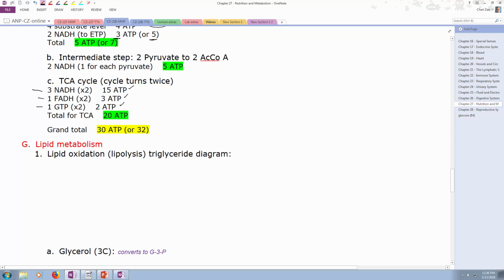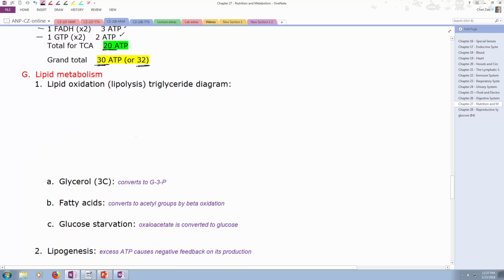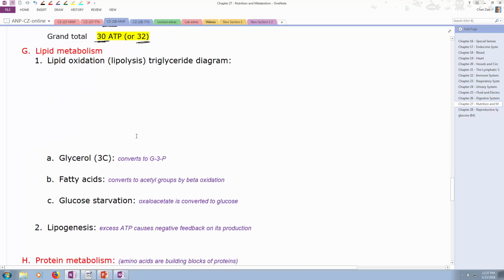So out of the TCA or Krebs cycle, we'll end up with 20 ATP, and we get a grand total of 30 if we use the glycerol P shuttle, or 32 if we use the malate shuttle on those NADHs that were generated in the cytoplasm of the cell. So that's the major biochemistry chart that we wanted to go over. Now let's go over lipid metabolism.